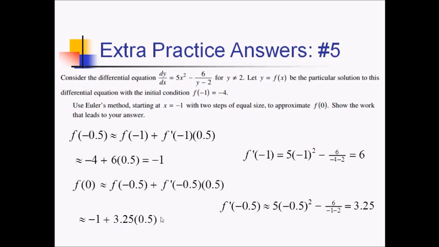Or if you wanted, you could go a step further. So what's half of 3.25? This is one you would probably do out by hand, dividing 3.25 by 2. That does come out to 1.625, which if you add that to the negative 1 here is going to be just positive 0.625.